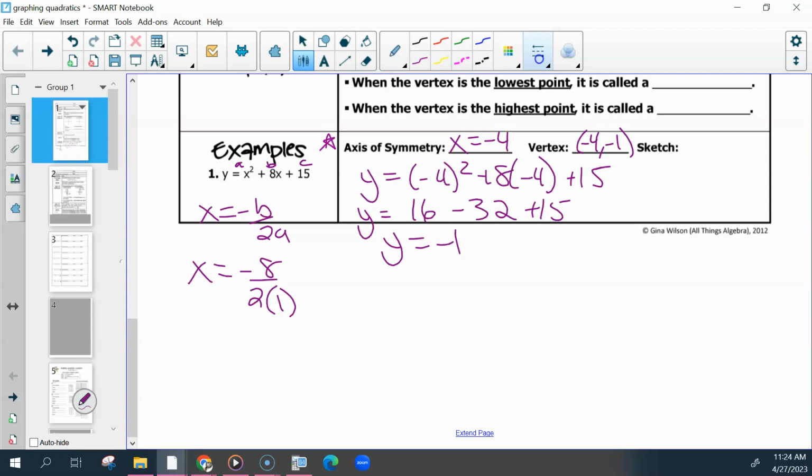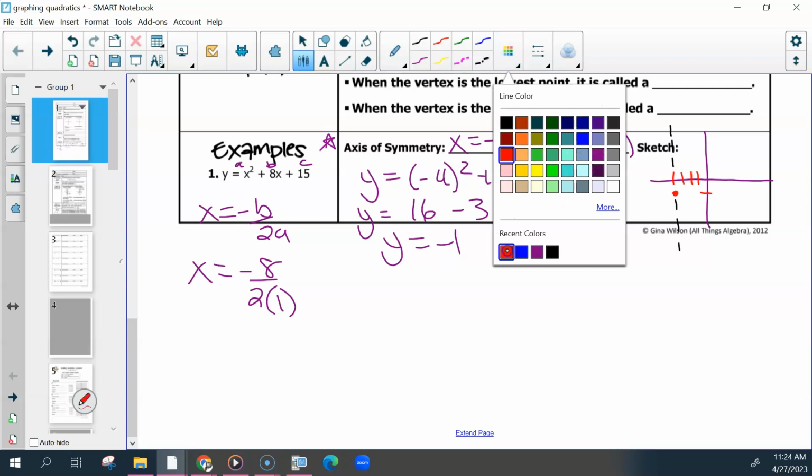And then we're going to do a rough sketch. So draw in an x and y axis. Plot your vertex point. We're going to draw a dotted line, a vertical line through that point. That's going to show your axis of symmetry.